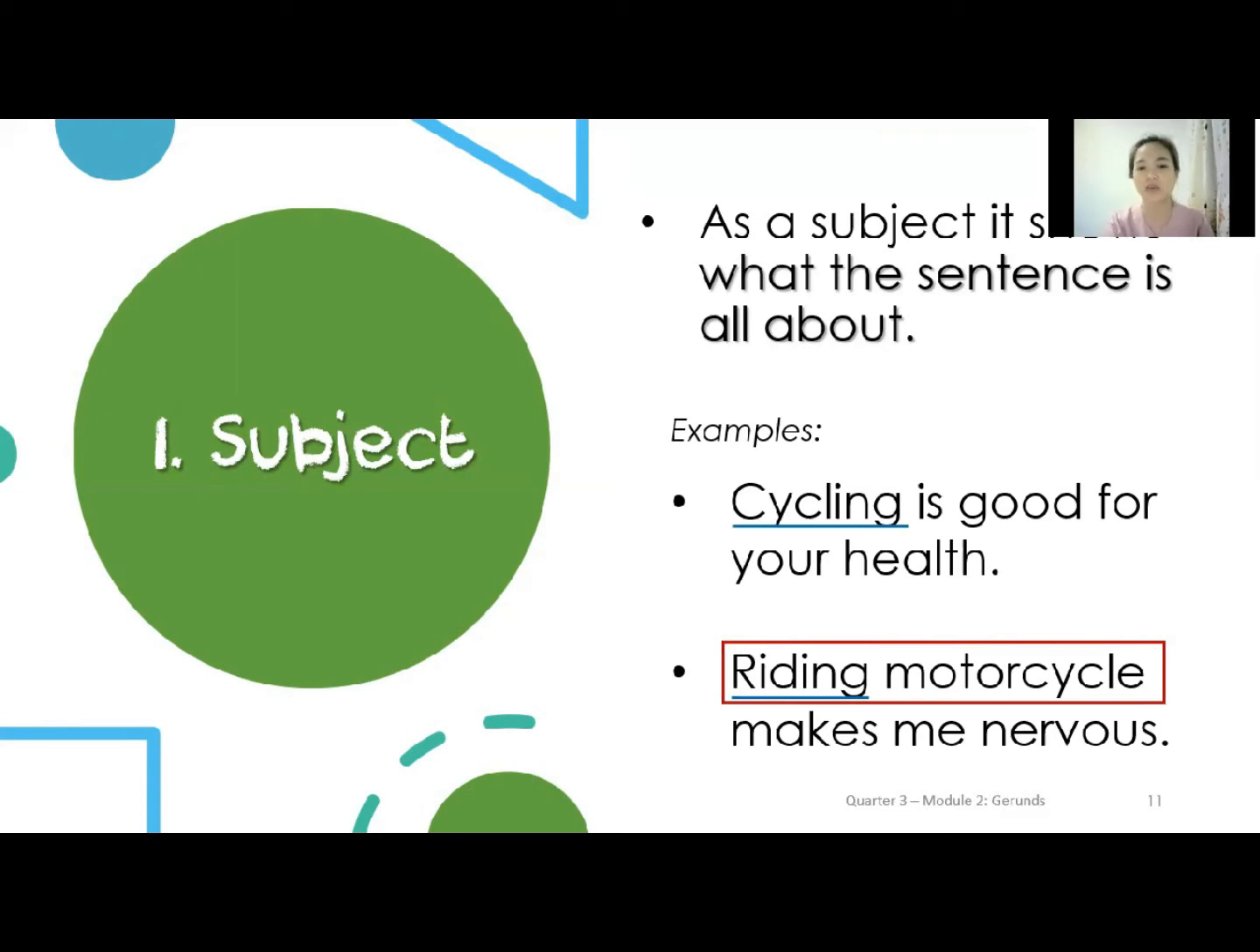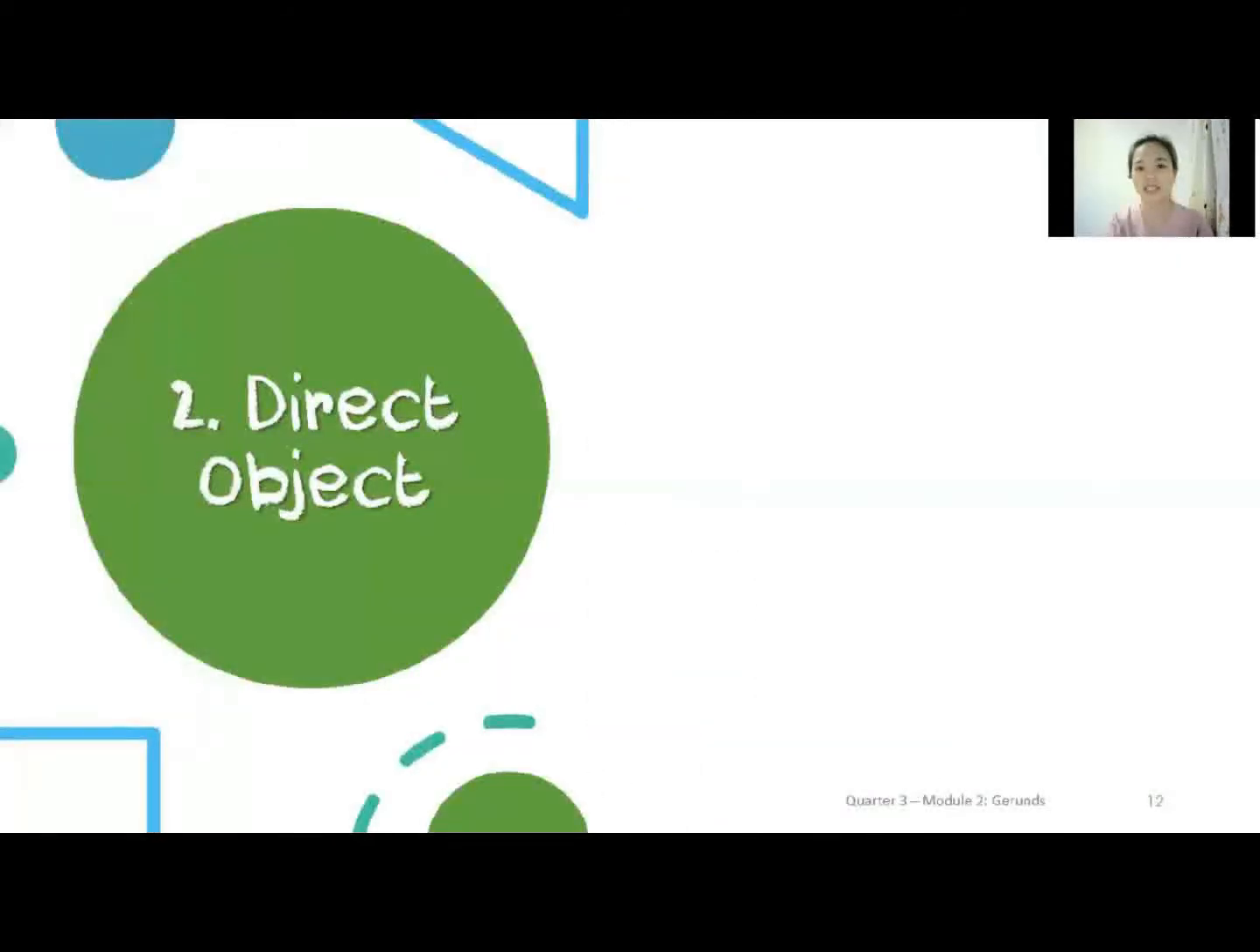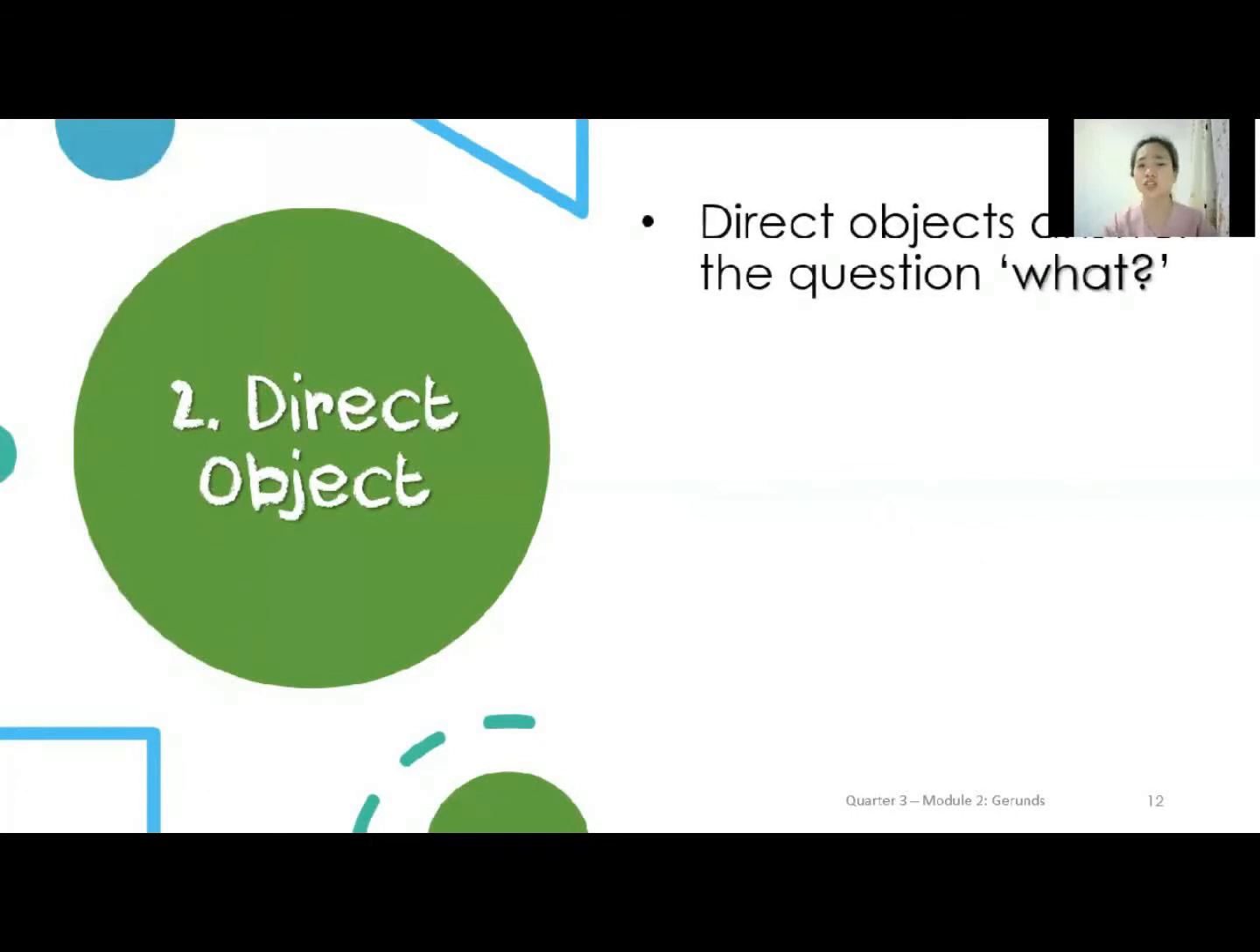Do you have any question regarding this? I hope that you already understand how the gerund here functions as subject. Okay, so let's proceed to the second function. The second function is the direct object. In here, it also answers the question what. So like the gerund as a subject, it also answers the question what.